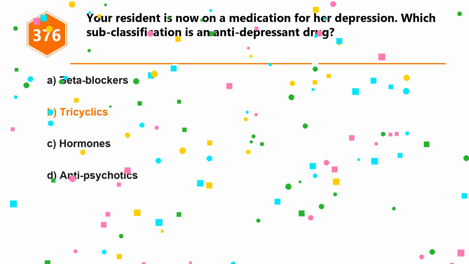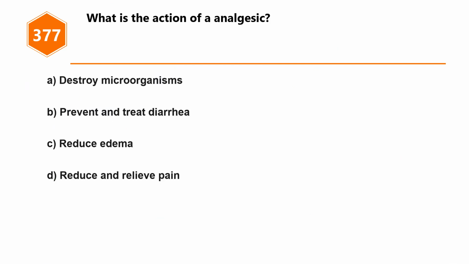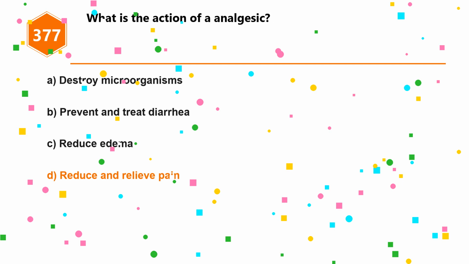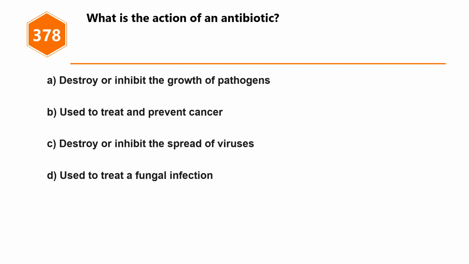The correct answer is option B, tricyclics. Question 377. What is the action of an analgesic? Option A, destroy microorganisms. Option B, prevent and treat diarrhea. Option C, reduce edema. Option D, reduce and relieve pain. The correct answer is option D, reduce and relieve pain. Question 378. What is the action of an antibiotic?